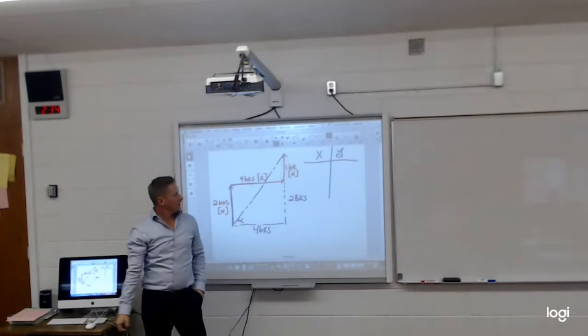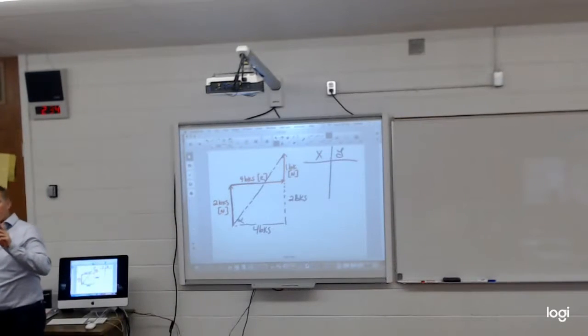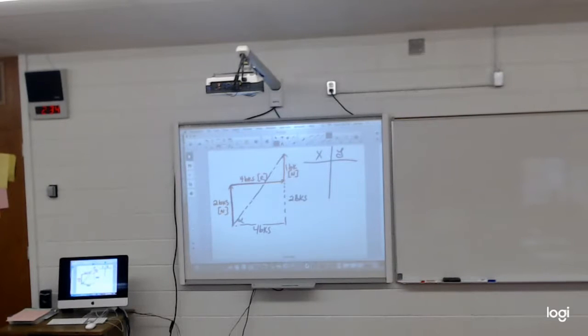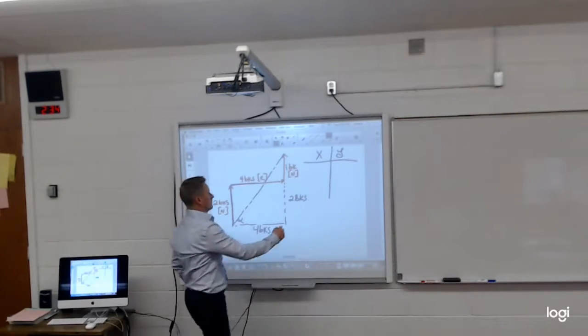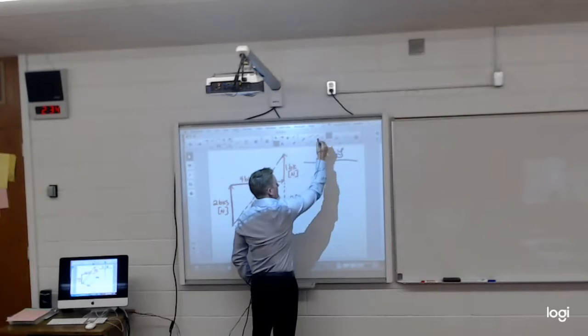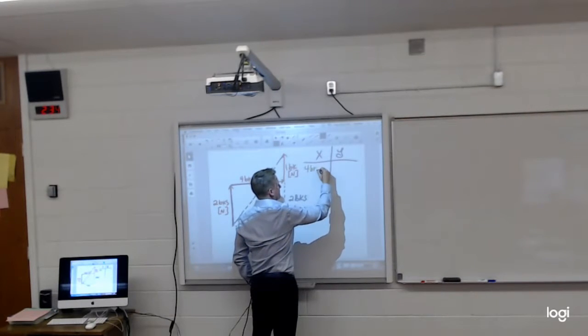Now I have X and Y. X represents all my horizontal distances or displacements. Y is going to represent all of my vertical. So according to my original information, what was the horizontal? 4 blocks east, right? So I want to write that in there as 4 blocks, and that's east.